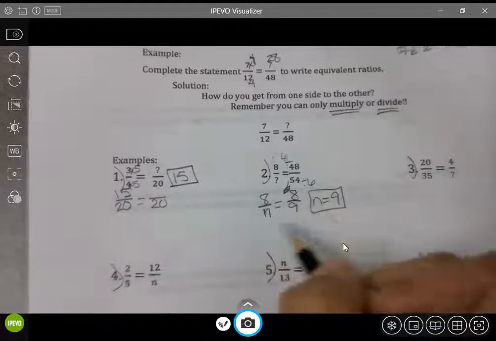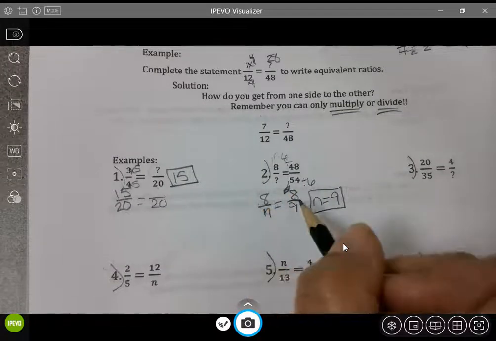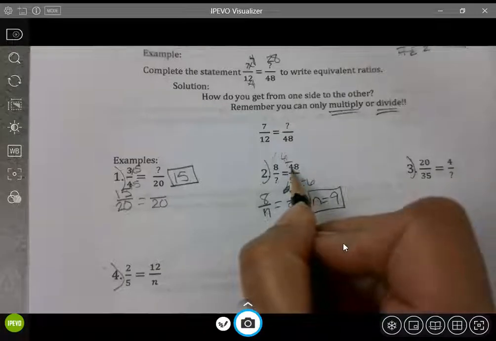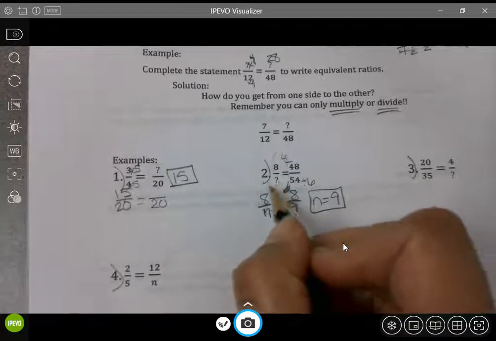And again, I didn't have to rewrite it. I'm just showing you what is happening. I'm trying to make these the exact same fraction. So 48 divided by 6 is 8. 54 divided by 6 would have just been 9.